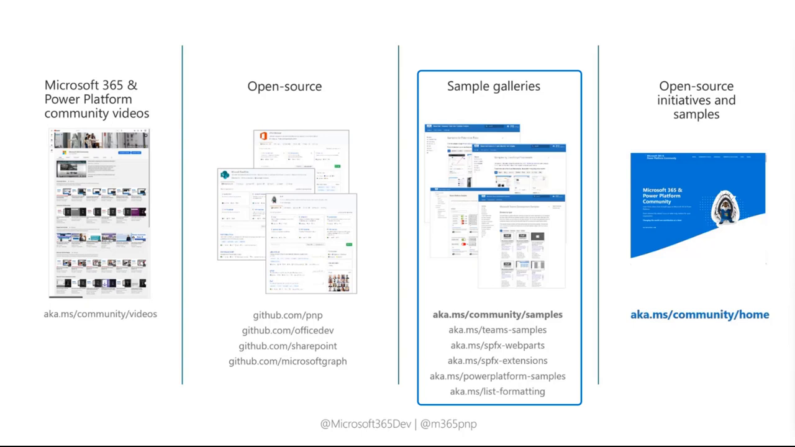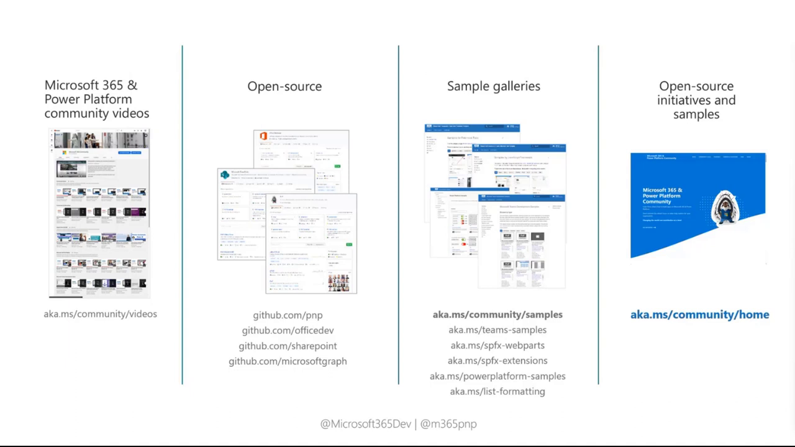And if you're wondering that there are too many URLs to remember, luckily there's only one, which we adjusted a bit. Of course, the previous versions of this URL do still work and will work in the future, but we're trying to align on this community URL scheme. So aka.ms/community/home is the location for that, and that will be redirected to the right location.